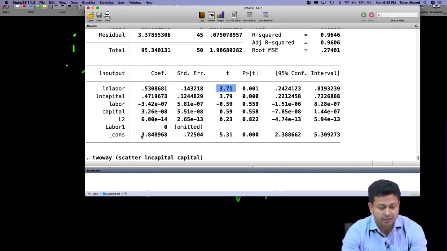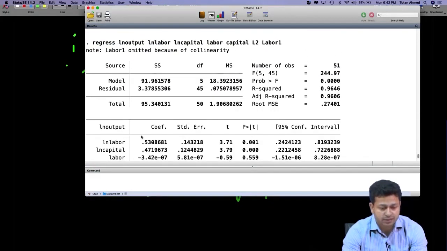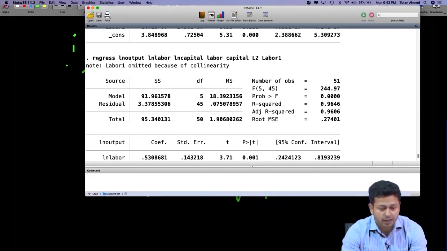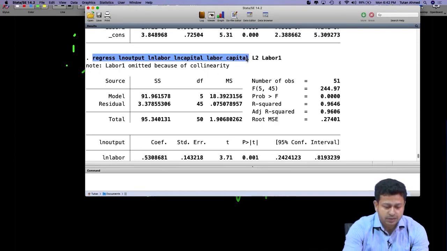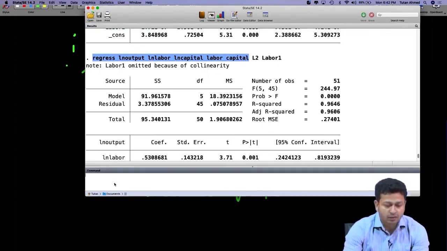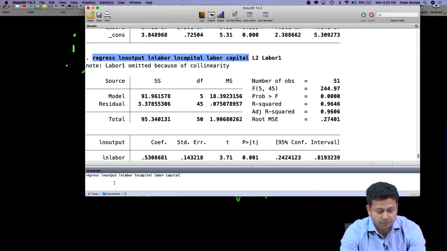So let me go back and run this regression equation. Here I'm just going to include ln output, ln labor and ln capital. Labor and capital, in logarithmic form, log labor and log capital, are my explanatory variables.